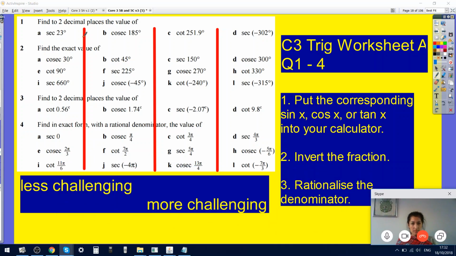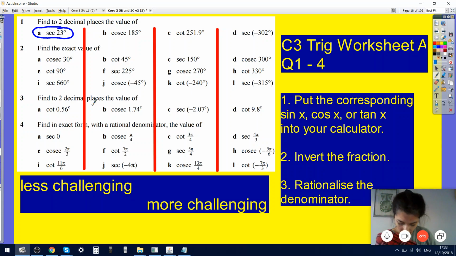Let's see. Okay, how would you do 1a? Do cos of 23 and then just flip it. So what do you get? Oh, hang on, I need to go into degrees. Oh, that's so annoying. Or you can just do 1 over cos 23, that would work in one go. Oh, yeah. You're right. 1 over cos 23 gives us 1.08. Yeah, 2 decimal places.